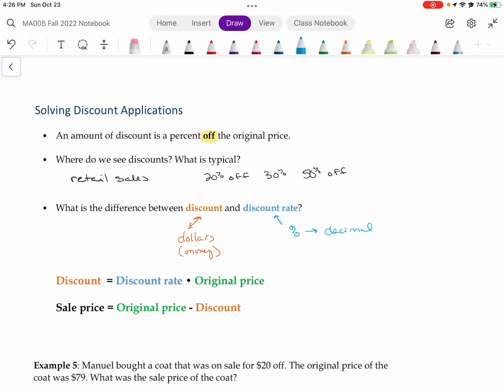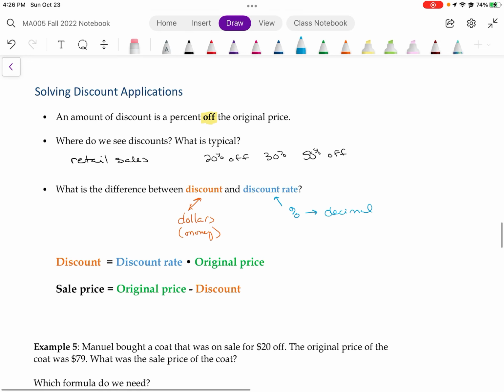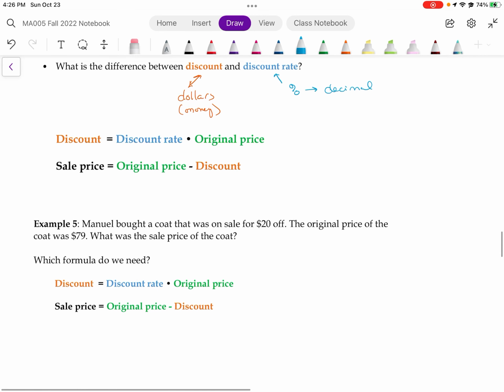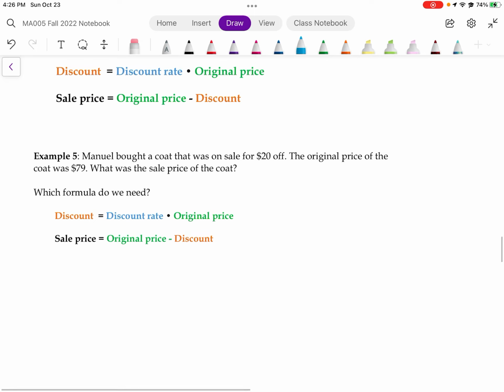So we have the discount equals the discount rate times the original price. And then the sale price, the price that it actually sells for, is the original minus the discount price. All right, so Manuel bought a coat that was on sale for 20% off. The original price of the coat was $79. What was the sale price of the coat?